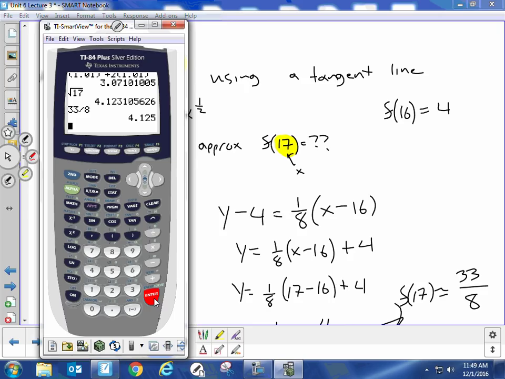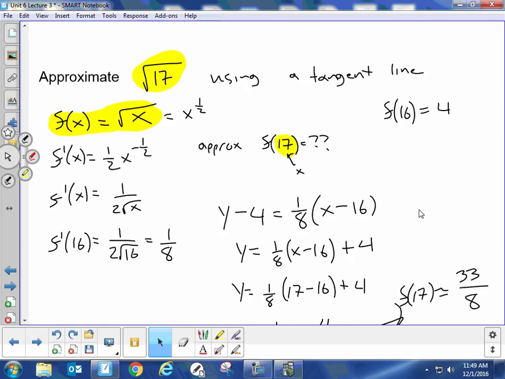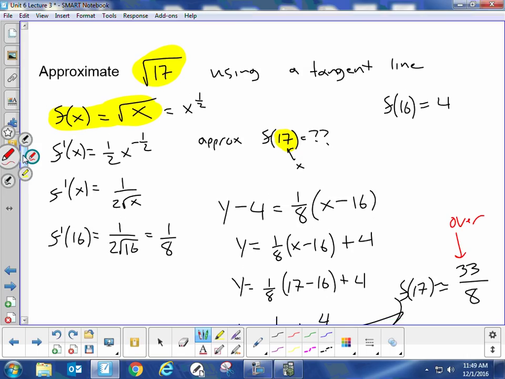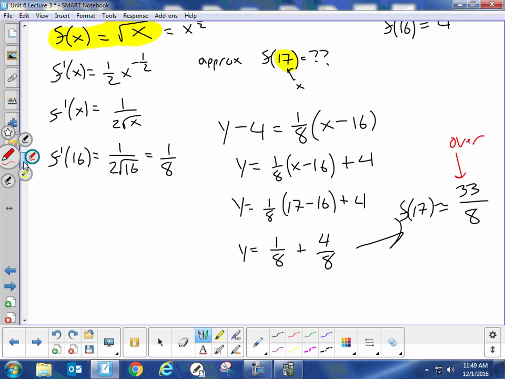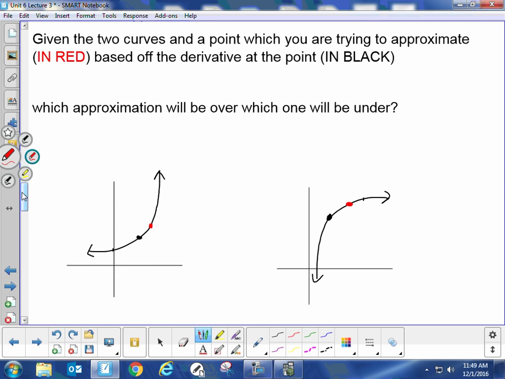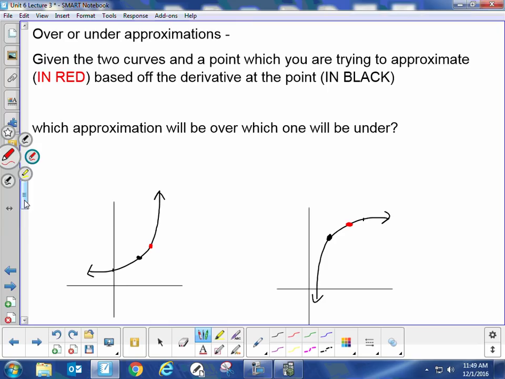Now, how did I know that? That's going to be our next step, not only approximating the value, but also being able to tell somebody if your approximation is an overestimate or an underestimate. I know this is an overestimate. Why? It actually deals with concavity of my function. Oh my goodness, second derivatives, right?